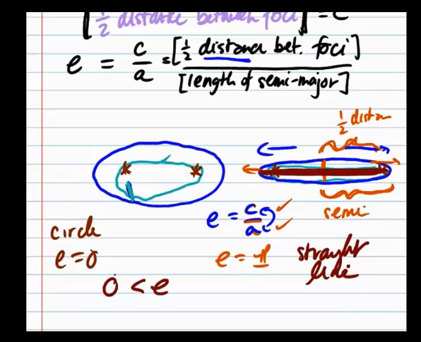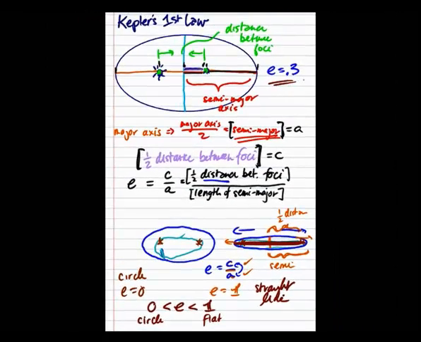So what we're seeing is that the eccentricity has limits. The smallest it can be is 0. The largest it can be is 1. At 0, it's a circle. At 1, it's a flat line. So what we have here, somewhere in between, back at our original ellipse, is 0.3.